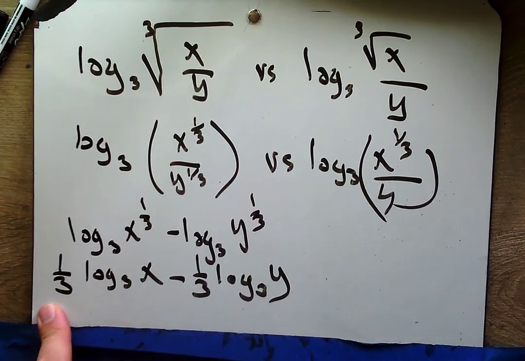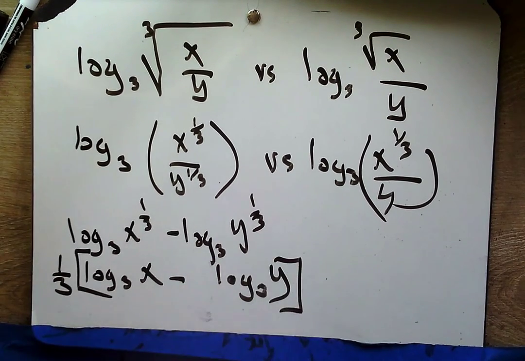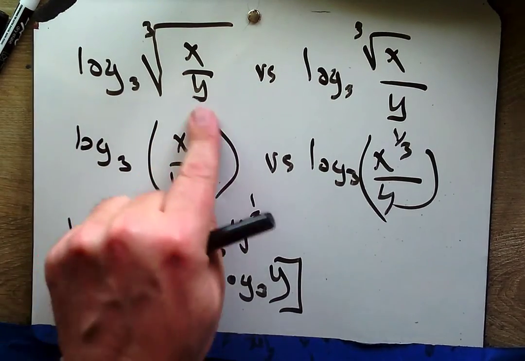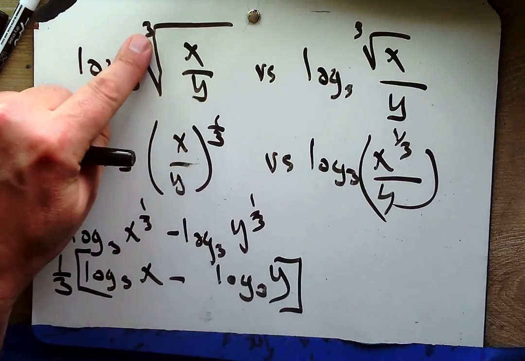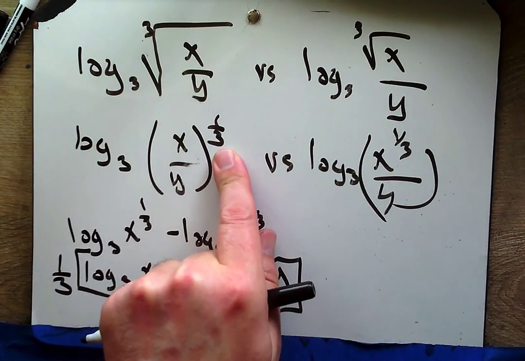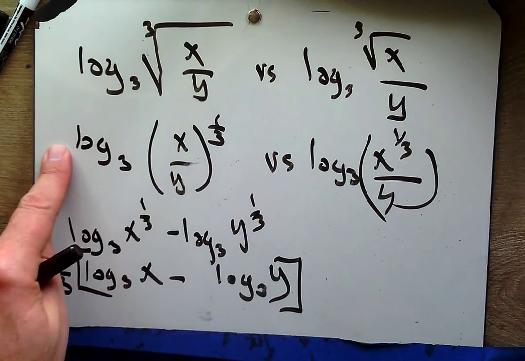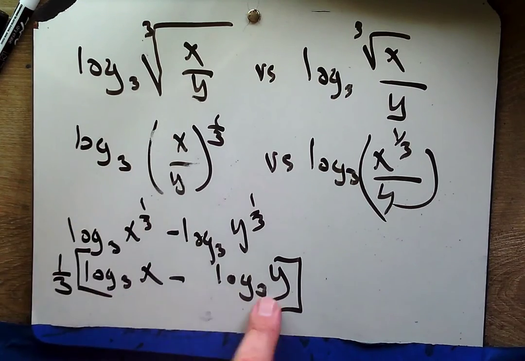You could, of course, always factor out that 1/3 like this. And that makes sense to me because I could also, using exponent properties, rewrite this radical as this rational exponent. In the presence of the log, I bring down the 1/3, and now I've got this quotient, so I write it as two separate logs with subtraction.